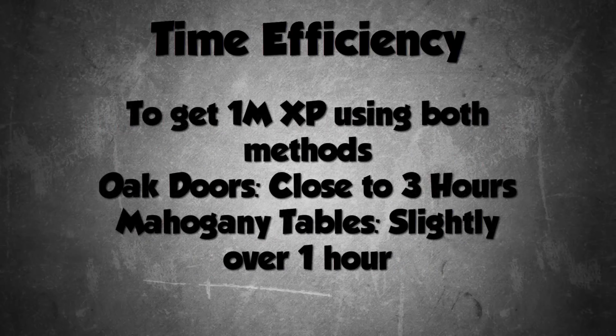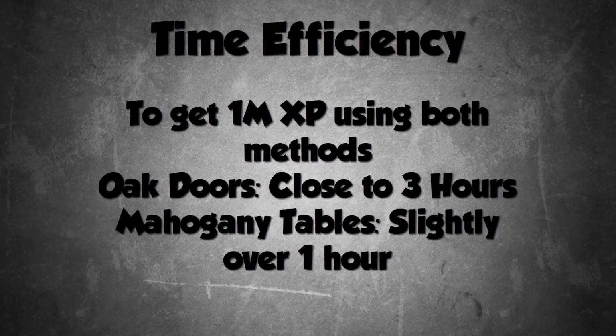So let's calculate the time it's going to take for us to get 1 million experience using both of these methods. If you break it down into minutes, the Oak Dungeon doors are going to take you close to 3 hours. It's like 2.86 hours, so I'm just going to round it up to 3. And Mahogany tables are going to take a little over an hour to get 1 million experience. It's like 1.1 hours, so for the purpose of this video, I'm going to round it down to 1 hour and round Oak Dungeon doors up to 3 hours.